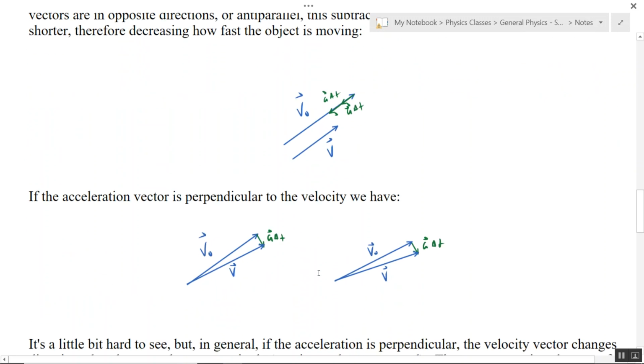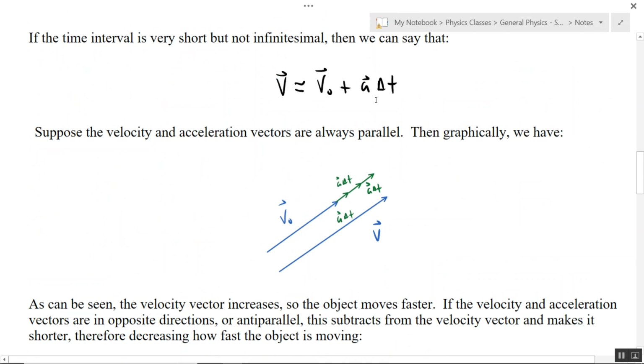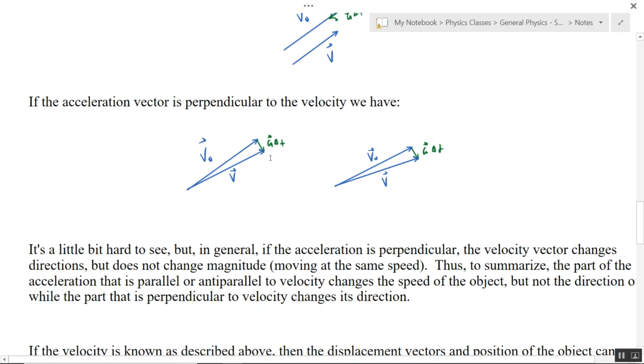Now, what if you have this case here? This is a little bit harder to understand, but suppose A is perpendicular to V, and you're doing a tiny little short time interval. So you're taking A delta t, because this is the equation for finding V, it's this equation here. You're taking A delta t and adding it to V0. So A delta t is perpendicular to V. V0 plus this gives you V. Delta t is really small. What do you think the length of this and the length of this are compared to one another?